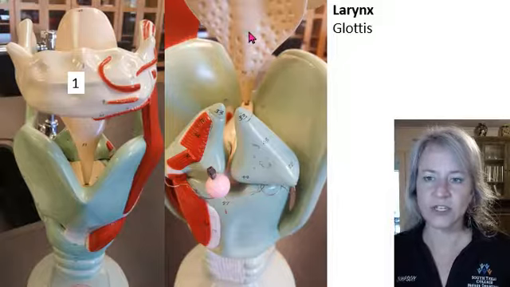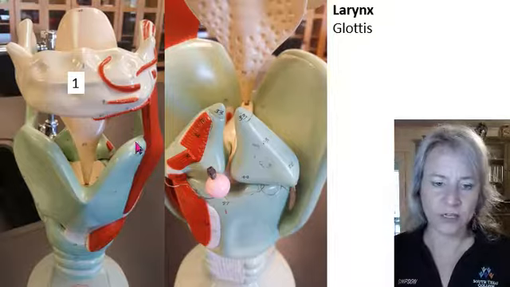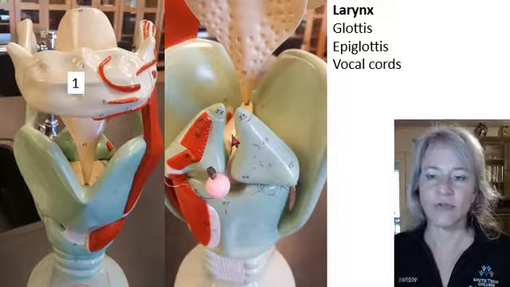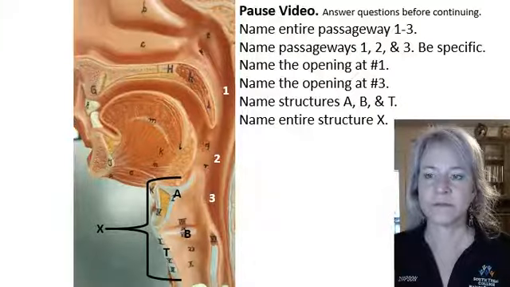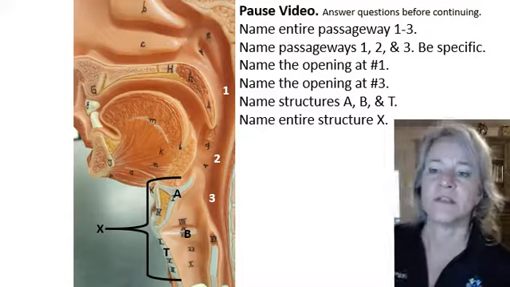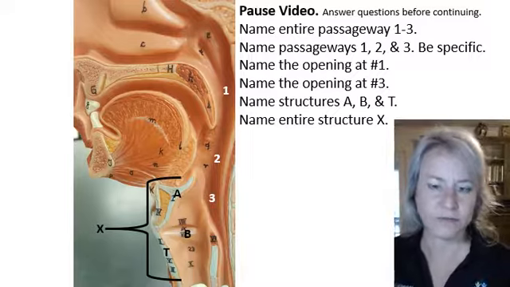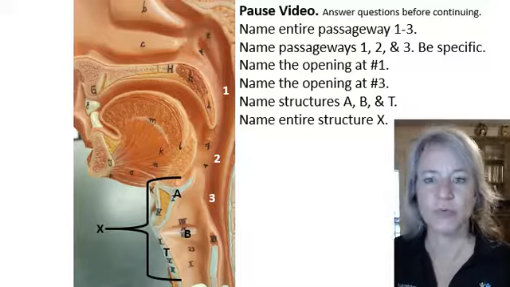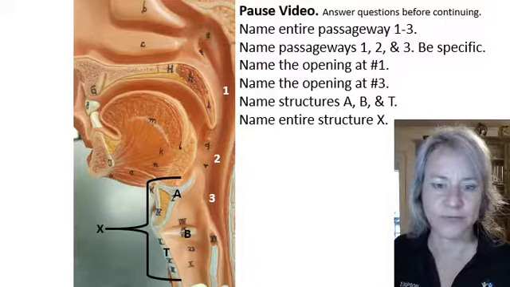What is the name of this structure here and here that closes the glottis when you swallow? It's going to be the epiglottis. You have the vocal cords, and then this cartilage, which is the thyroid cartilage. All right, so let's review all those parts right now. Pause the video and answer these questions before continuing. This is just really good practice for you. You need to know these things for the lab practical.